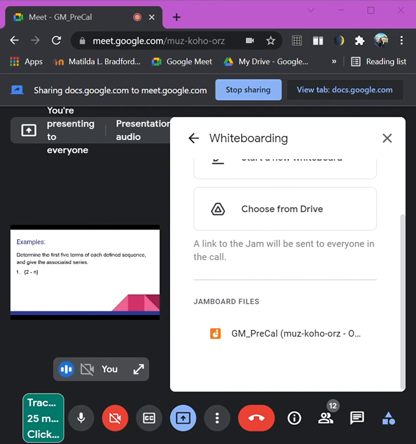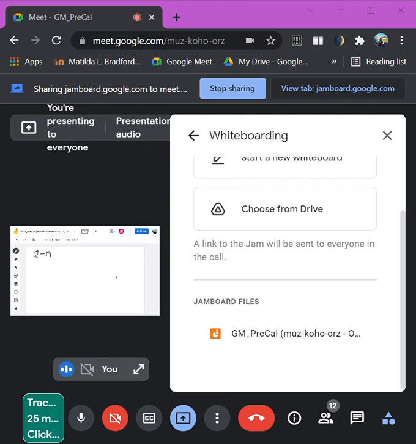Okay, and then I'll share it. So we have that one, 2 minus n. And then what we are going to do is get the first 5 terms. What's given here, class, is a formula. And if we substitute our 1, 2, 3, 4, and 5, we can get its sequence.